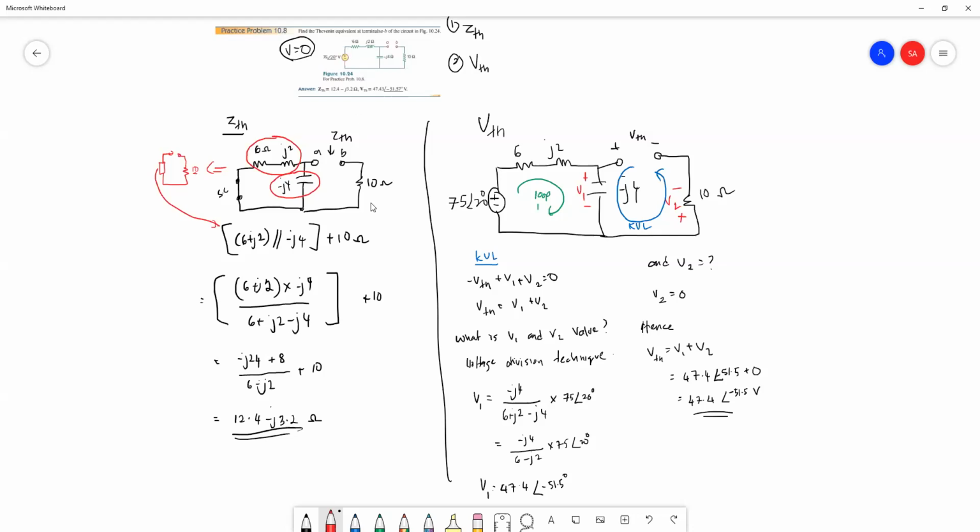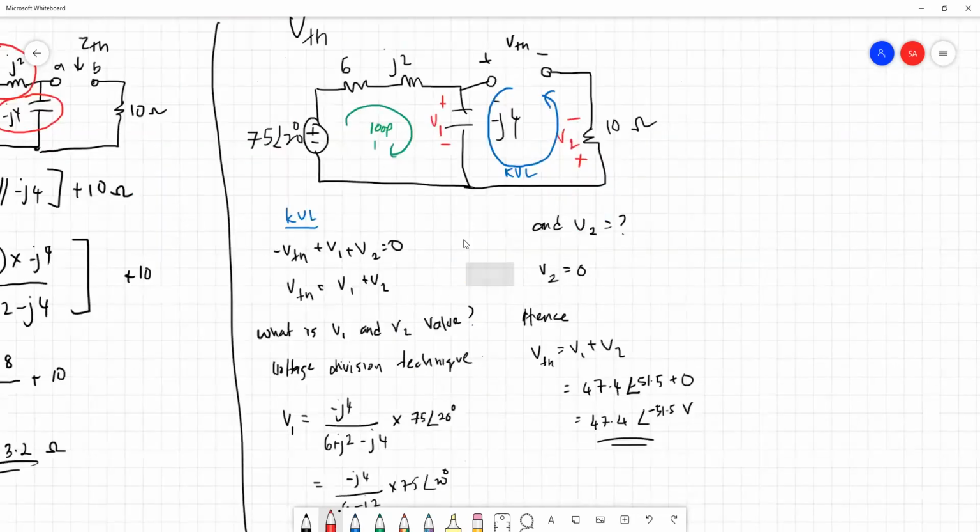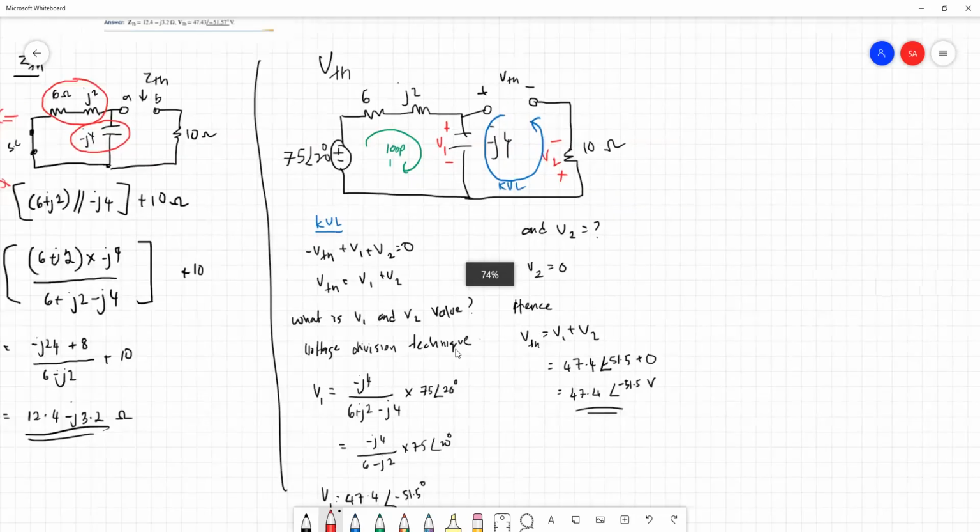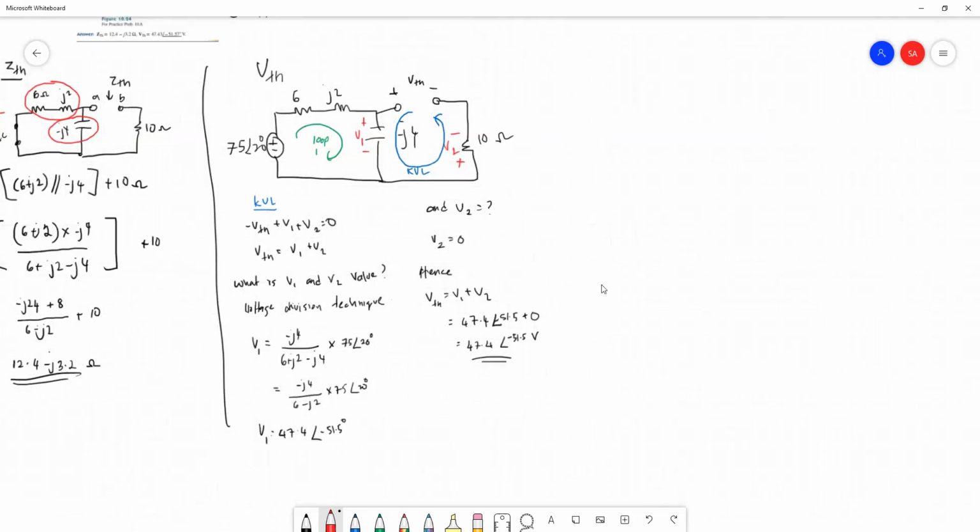Okay, and then let's move to the second parameter, which is the V Thevenin. V Thevenin means that you need to put back the voltage source here. So this is the step. And V Thevenin is the voltage from this load terminal. So this is your V Thevenin. You need to calculate the voltage across this terminal.